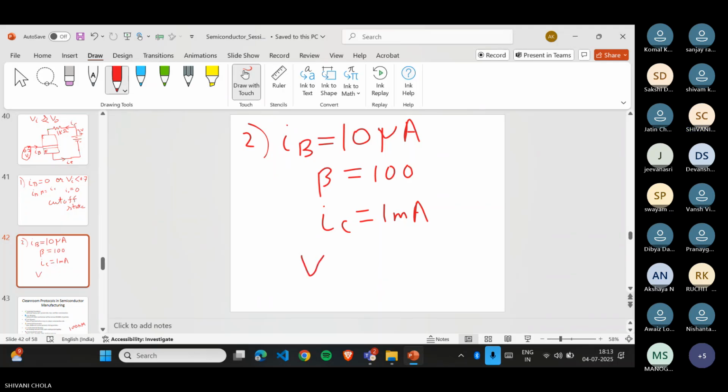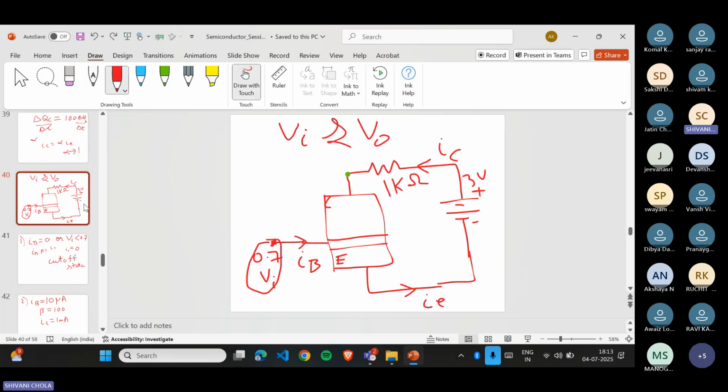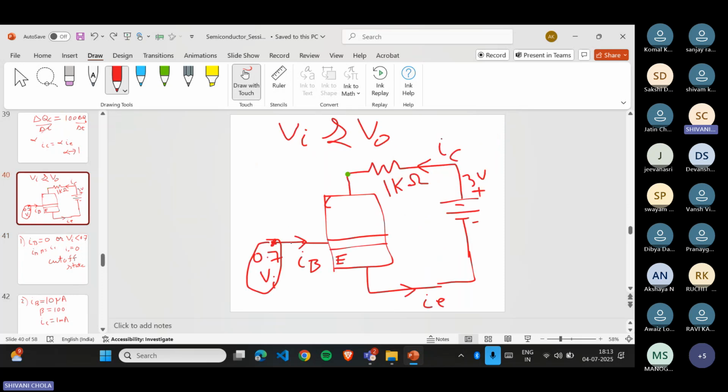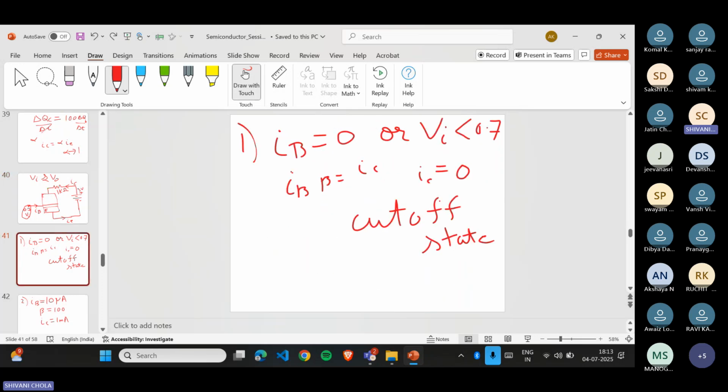Sir, can you please repeat the question again? Yes, I'll repeat the question. So I was saying, the first case is clear to you, right? If there is no current flowing through this wire, there will be no current in the circuit, right? And we call it the cutoff state. Clear? The first case was clear to you, right? Yes, sir.